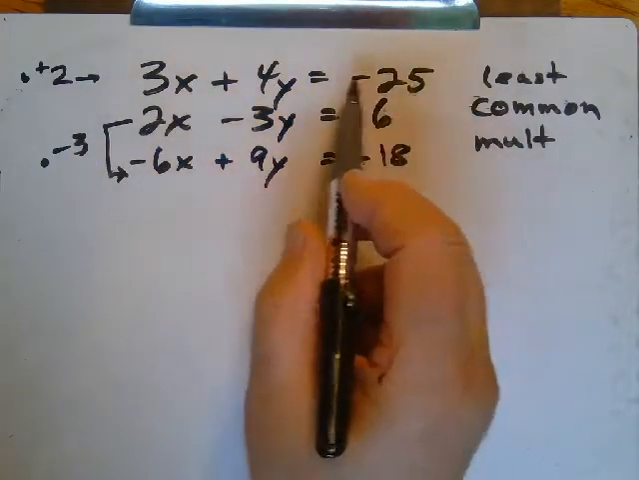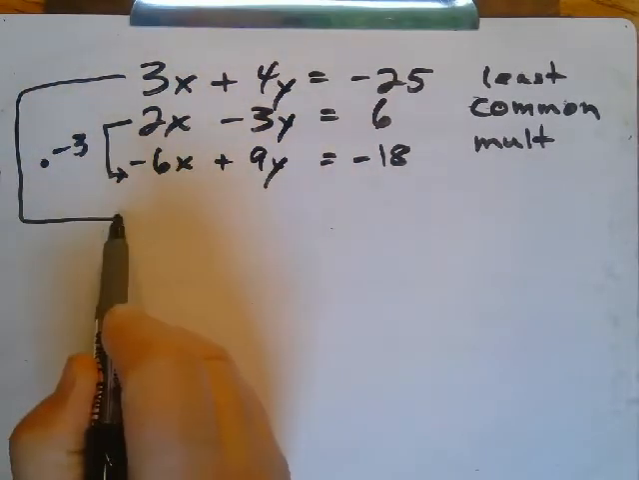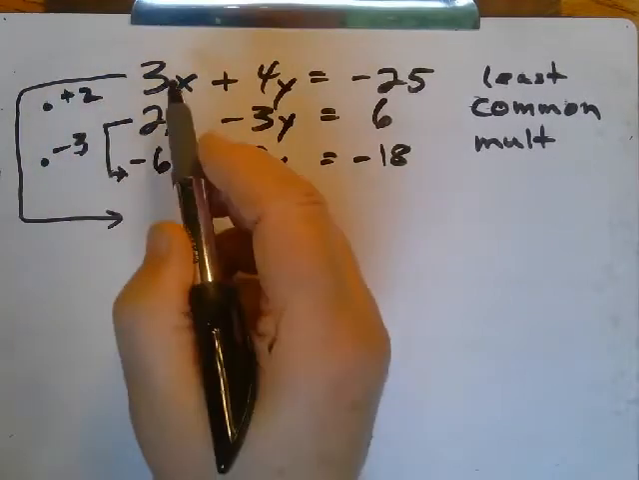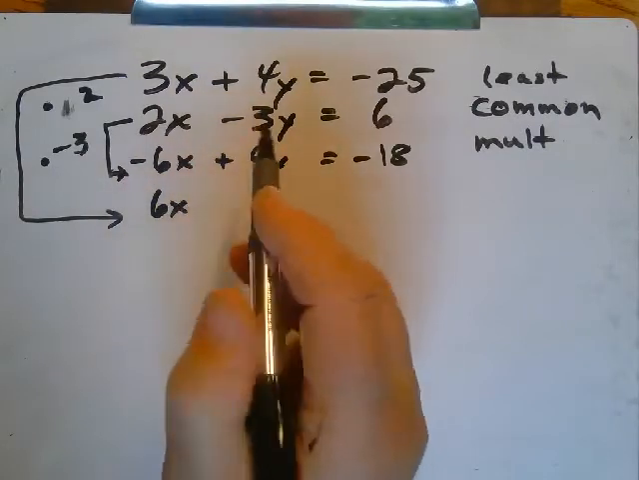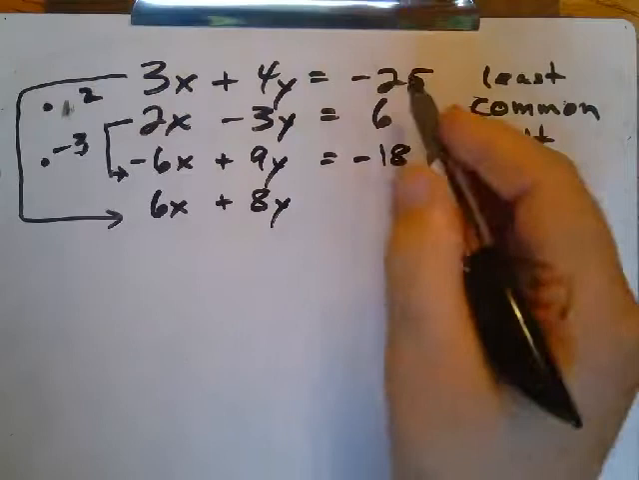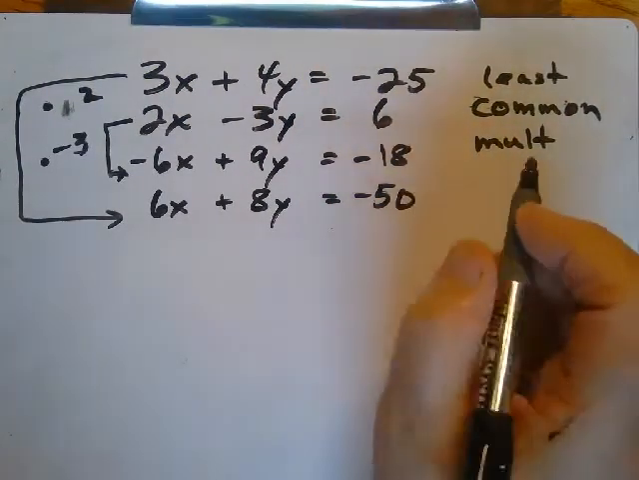And now I'm going to multiply the top equation by a positive 2. I'm going to put my arrows here so you can see what I'm doing. I'm multiplying this by a positive 2. 3 times a positive 2 is 6. 4 times a positive 2 is 8. And 2 times a negative 25 is a negative 50.